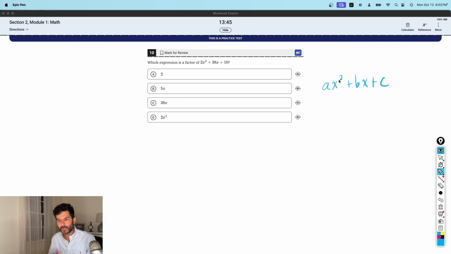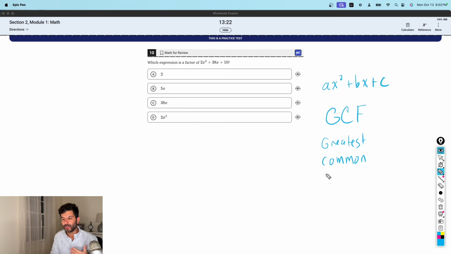Now, when it says which expression is a factor, we're looking to see which of those four choices represents a factor of the 2x squared plus 38x plus 10. The number one rule of factoring, guys, is 3 letters, and that's GCF. Greatest common factor. You don't do anything else. You don't need to find factors of C that add up to B, anything like that, until you first look for a GCF. So when I'm looking at this, I'm looking to see, do the 2x squared, the 38x, and the 10 have anything in common?